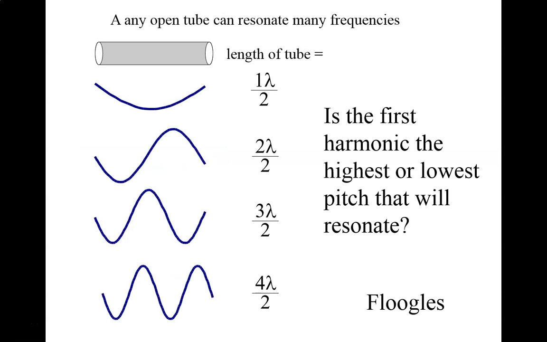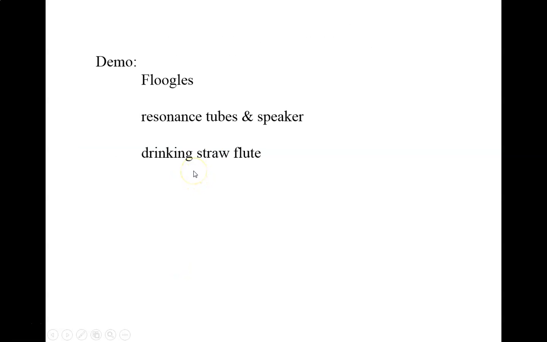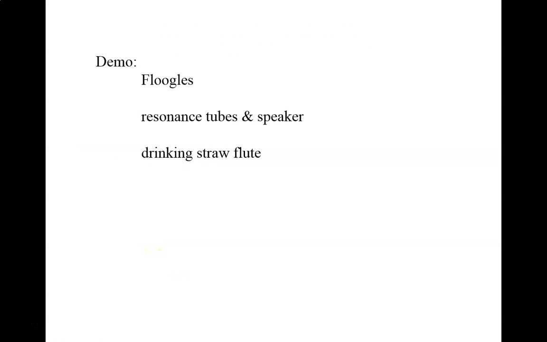Normally I would whirl around my flugels, but you're not there. So let's say I took my pipe and I chopped it. What's going to happen to the frequency of the first harmonic? Well, the wavelength is going to go down, which means the frequency has got to go up. So keep that in mind.